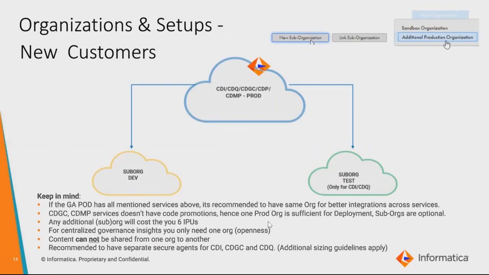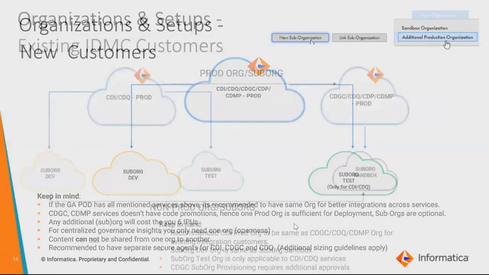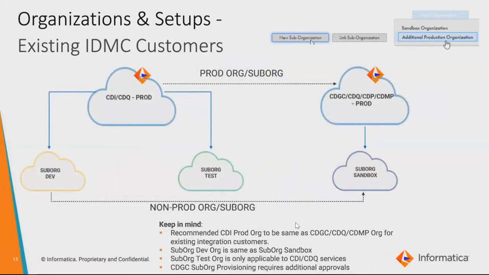CDGC and CDMP services don't have code promotions, hence one product is sufficient for deployment. Sub-orgs are optional. It's recommended to have separate secure agents for cloud data governance and cloud data quality or CDI with sizing guidelines applied. For an existing IDMC customer, it's recommended to have the CDI prod org be the same as the CDGC, CDQ, or CDMP org if the pod has the available services. The CDGC sub-org provisioning requires additional approvals.